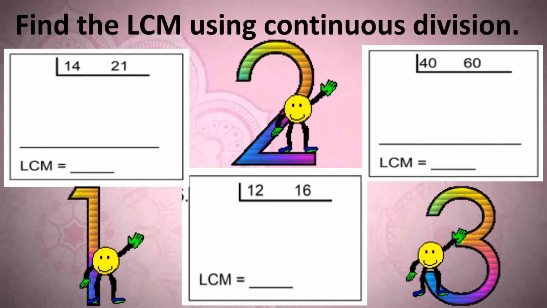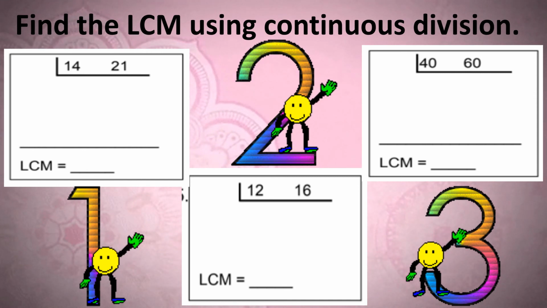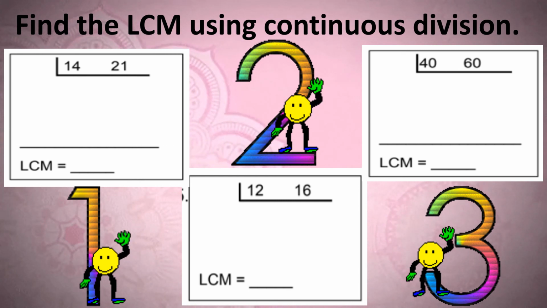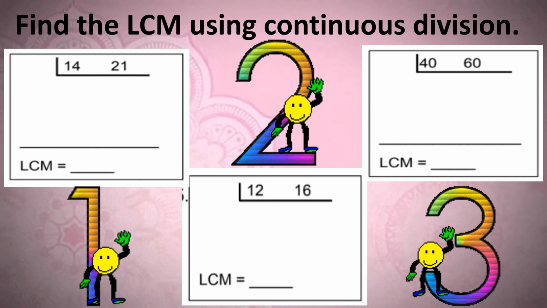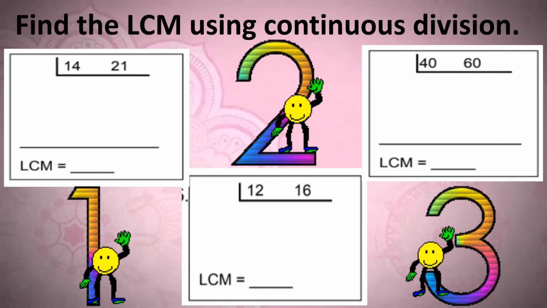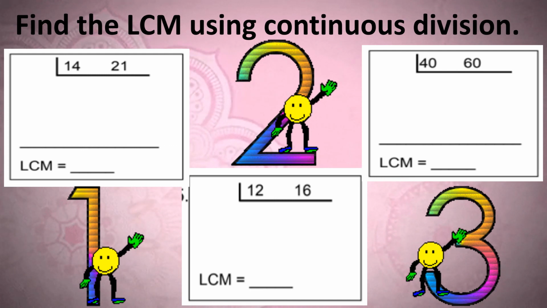Next, for your assignment, we have 14 and 21 for number 1. For number 2, we have 12 and 16. And for number 3, we have 40 and 60. Get the least common multiple by using continuous division. Don't forget to turn in your answers in your Google Classroom.